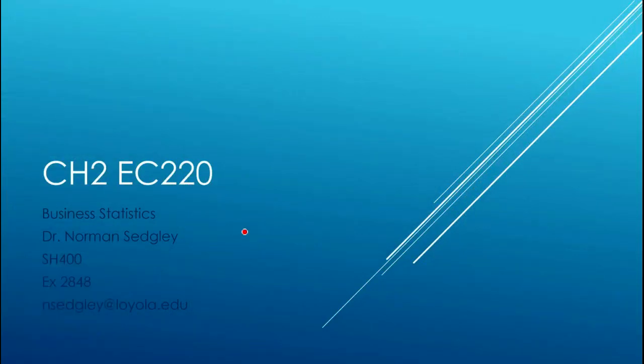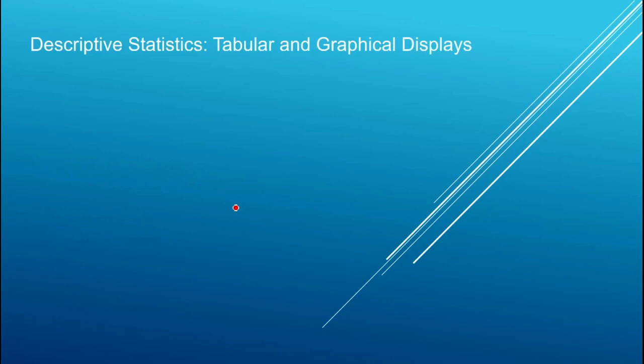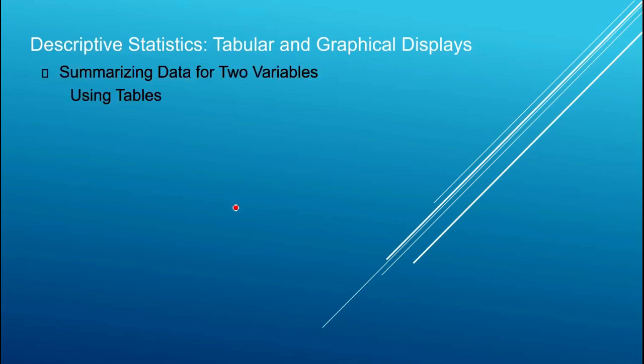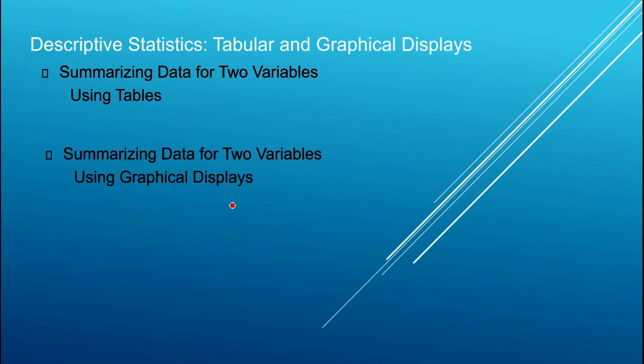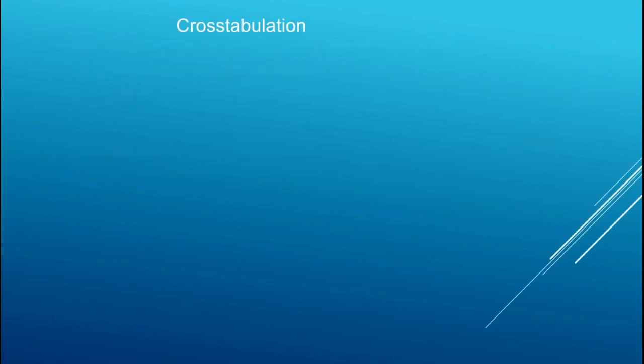This is our third video covering the material in Chapter 2 on descriptive tables and descriptive graphs. Here we will talk about some descriptive statistics, both tabular and graphical displays for summarizing data across two variables, first using tables and then using graphical displays.